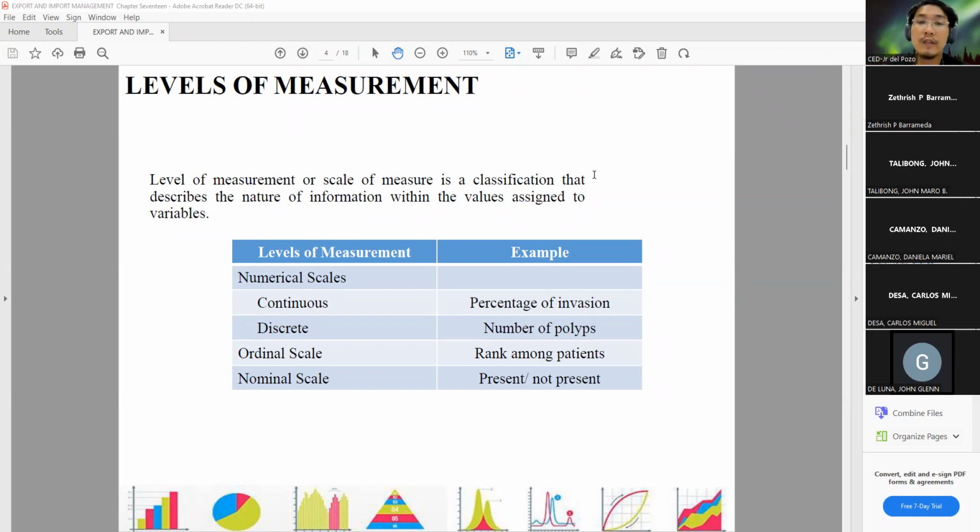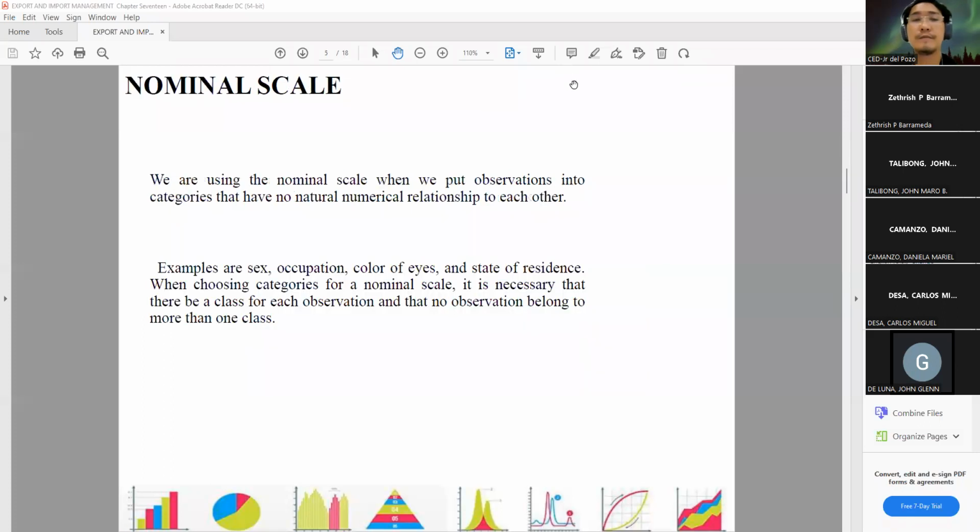For discrete, it is considered as yung mga counting numbers, like the number of polyps, 1, 2, 3, 4, 5, 6. Okay, for continuous, it is defined as yung including na yung mga fraction. Like for example, percentage of invasion, or about 1.5, 1.28, we call it a continuous level of measurement.